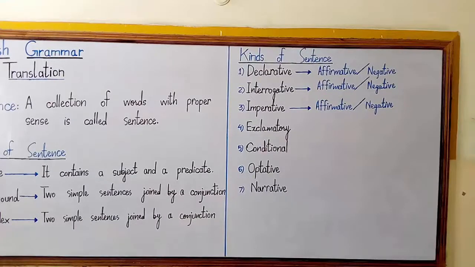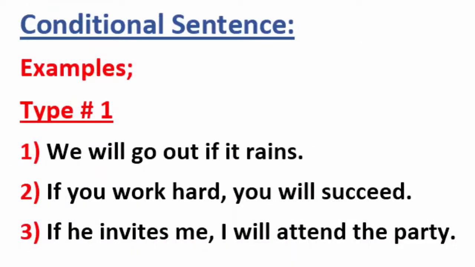Number 5, conditional sentence is a sentence in which we use two simple sentences as two different clauses, in which one sentence or a clause is dependent upon the other, and it has 3 types. Type number 1, example number 1, we will go out if it rains. Example number 2, if you work hard, you will succeed. Example number 3, if he invites me, I will attend the party.